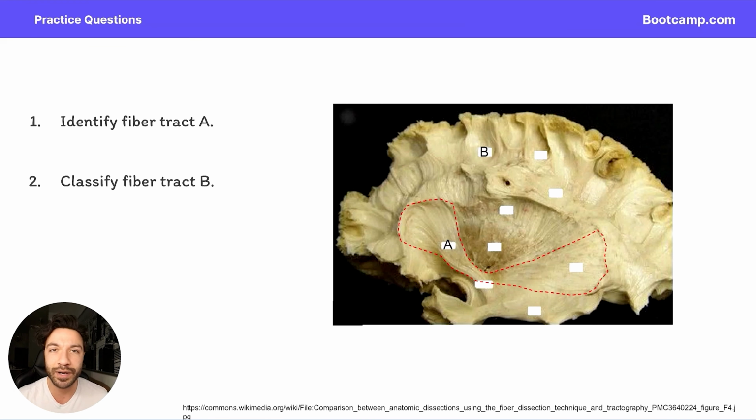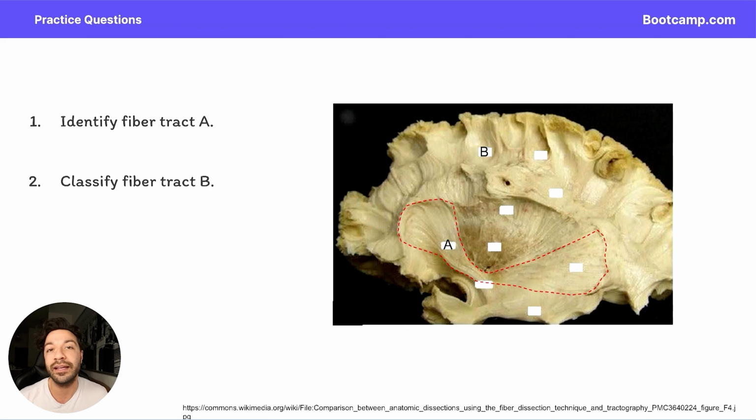So now we have our last practice problem. Question 1, identify fiber tract A, which is down here. And then we have classify fiber tract B, which is right here. So fiber tract A is going to be inferior. It's going to be connecting the occipital lobe to the frontal lobe. So this is going to be the inferior occipital frontal fasciculus.